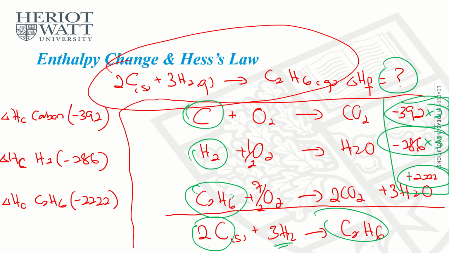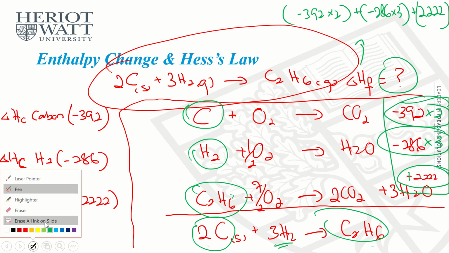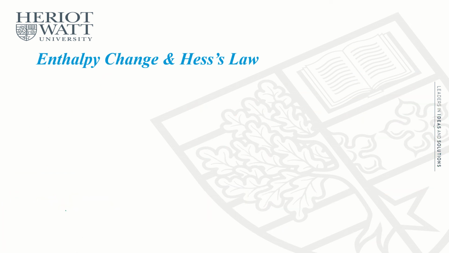And what is the final answer here, guys? Add up all 3 values here. So basically, the enthalpy change of formation for this is -392 times 2 plus -286 times 3 plus 2222. And then you will get your enthalpy change of formation. So this is actually how we calculate enthalpy change using Hess's law. All right, hope it helps. In tutorial, I will explain more. This is the example given. So this is the second method of calculating enthalpy change, and we have the last one.